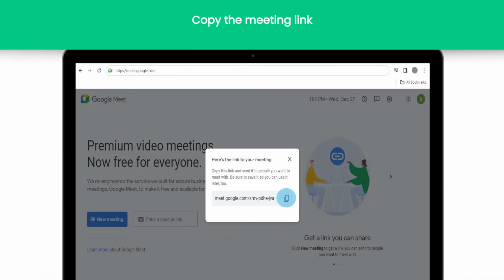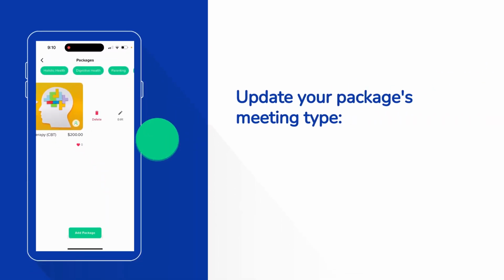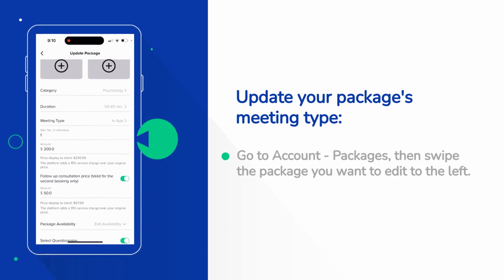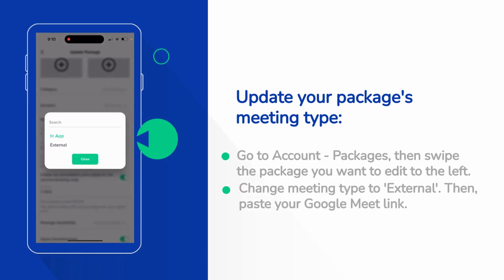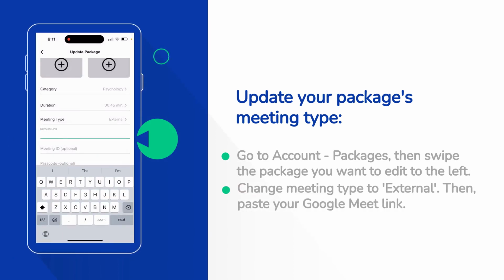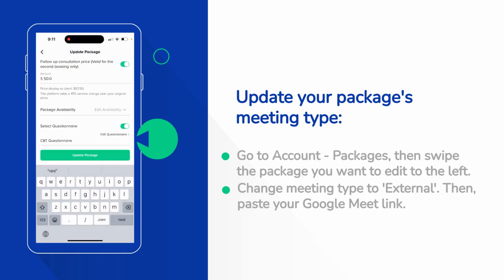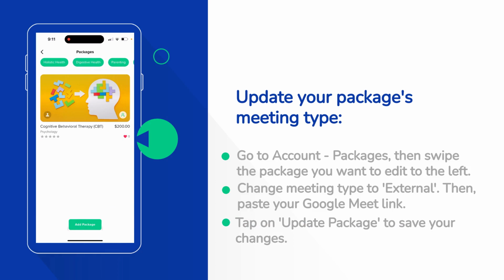Copy the meeting link. To update your package's meeting type, go to Account, Packages, then swipe the package you want to edit to the left. Change meeting type to External. Then, paste your Google Meet link. Tap on Update Package to save your changes.